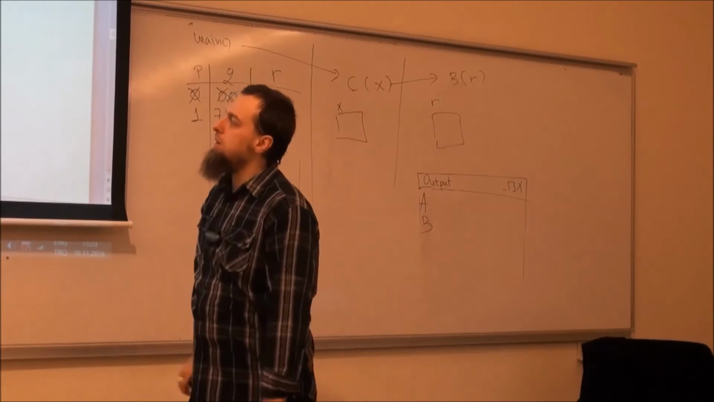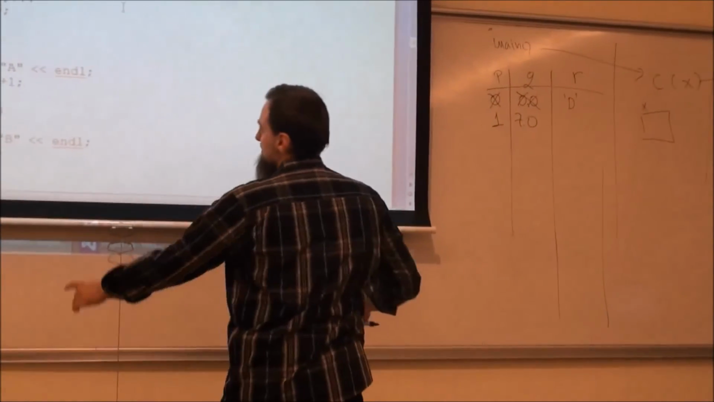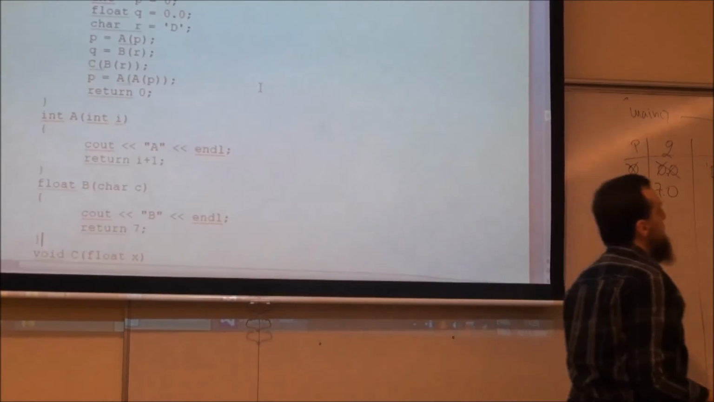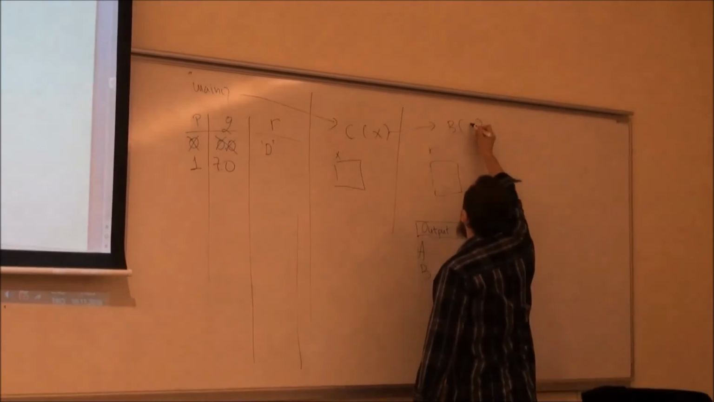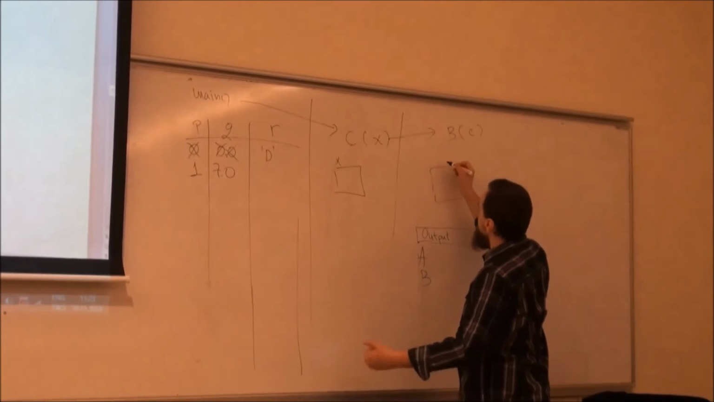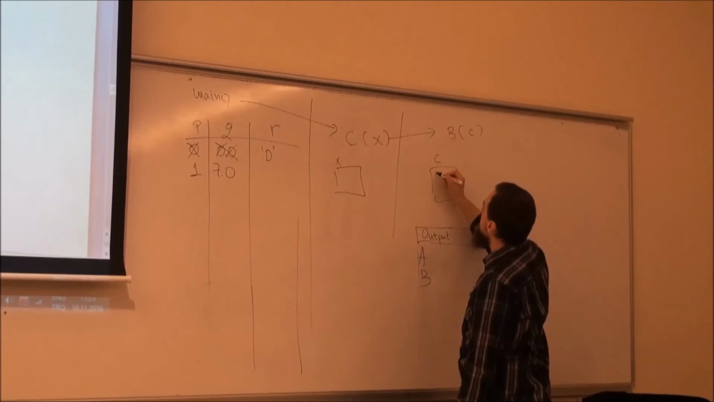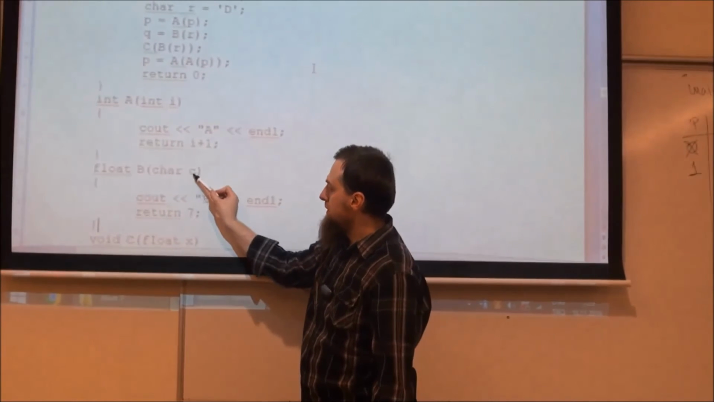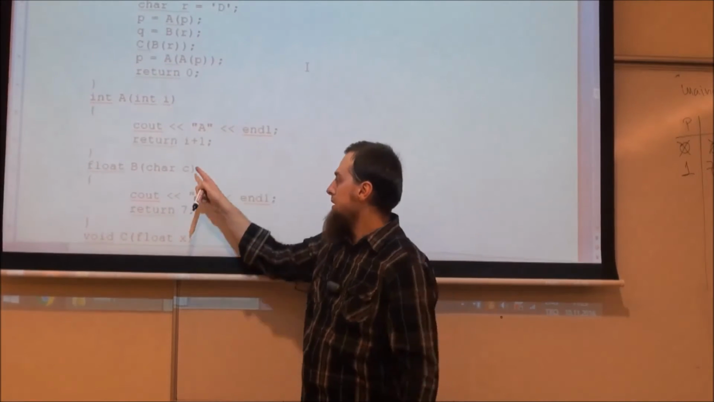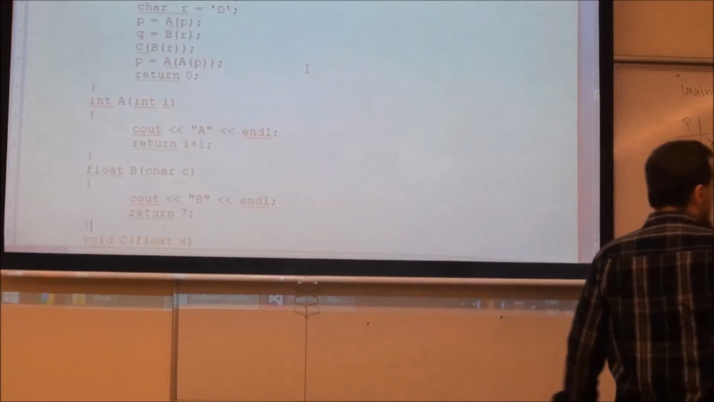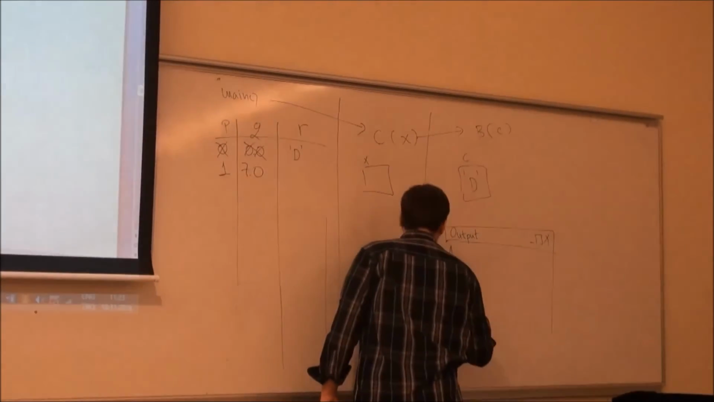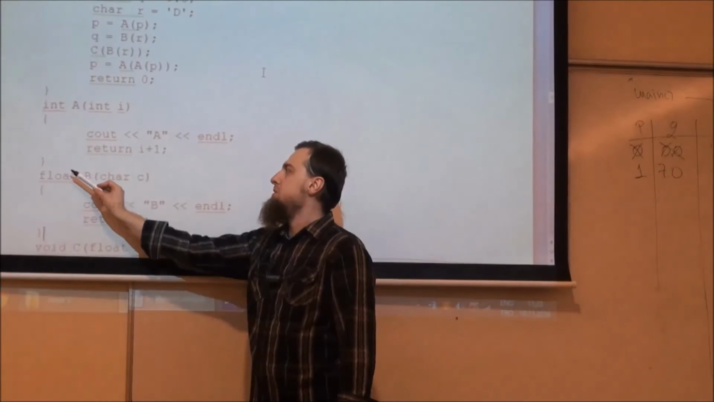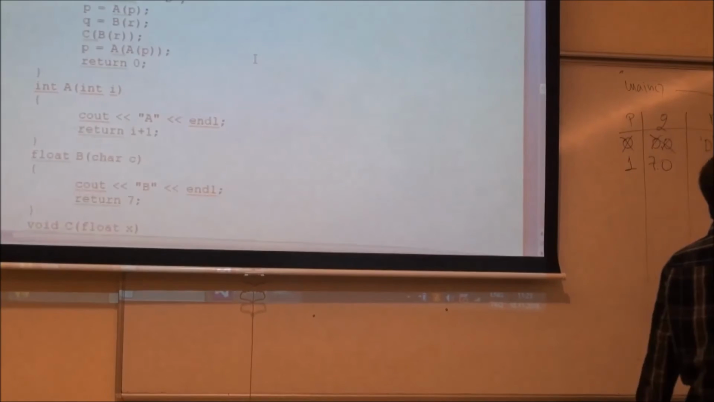R is a character, by the way. B of R, and this R is going to be known as C inside B. Same as we saw previously. So the value of C is going to be D. Okay, so we called B. This C is D, character D. We're going to print this B, so we are printing B again. We go to a new line. We are returning 7, which is 7.0. So we are returning 7.0.